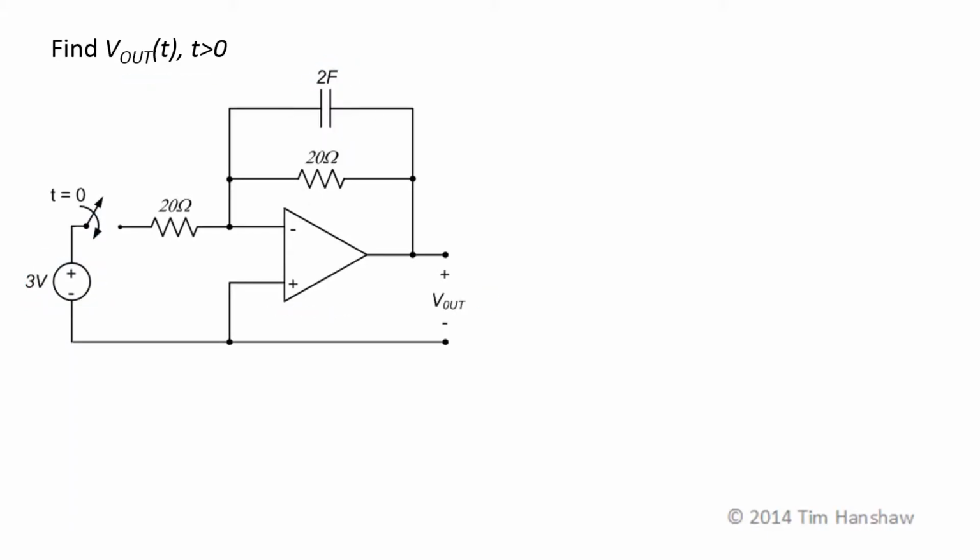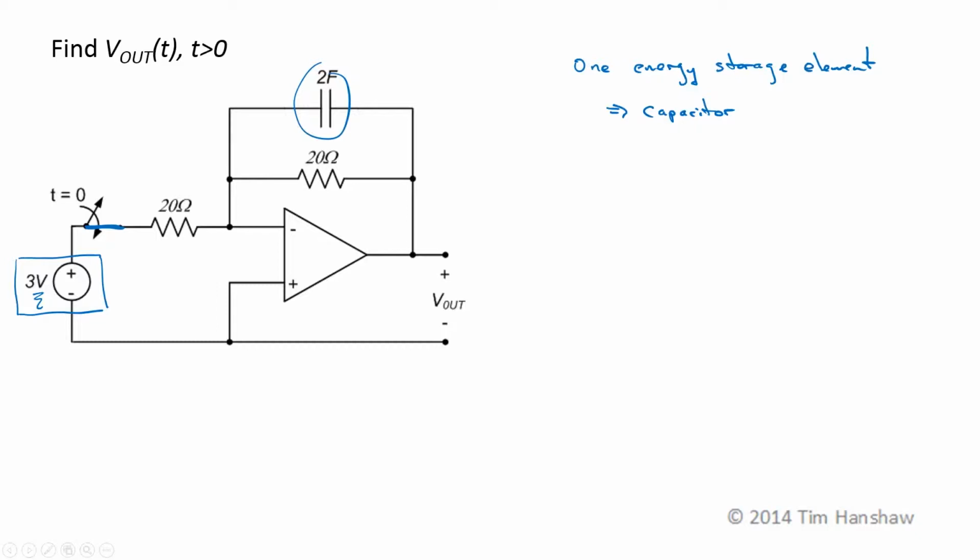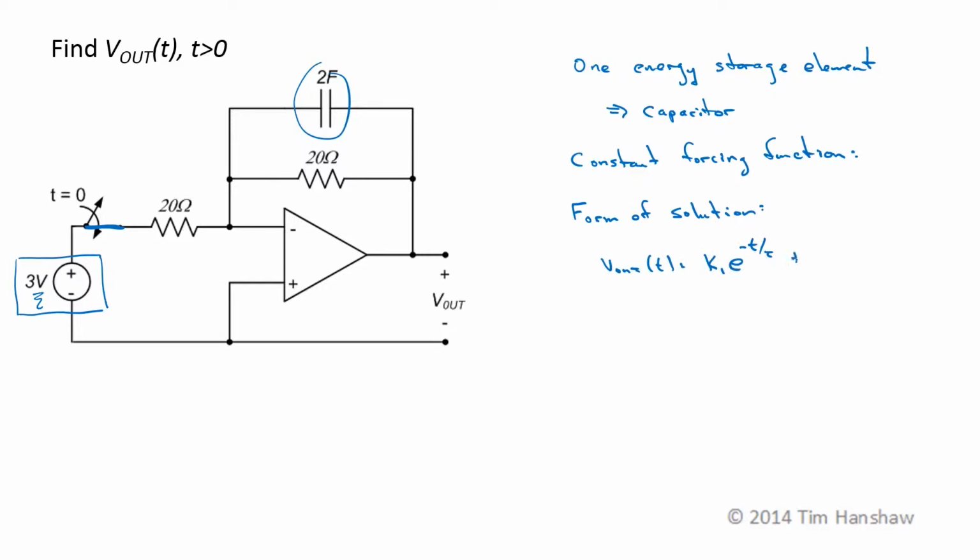The circuit has one energy storage element. It's a capacitor. That means this is going to be a first order circuit. After the switch closes, the forcing function, or the source, which is providing energy to the capacitor, is a constant. So we essentially have a constant input. So the form of the solution, V out of t, will be some constant k1 e to the minus t over tau plus k2. So now we just have to find k1, k2, and tau.